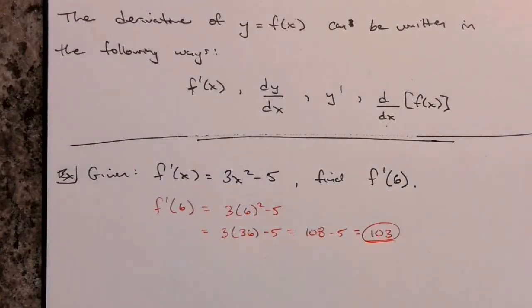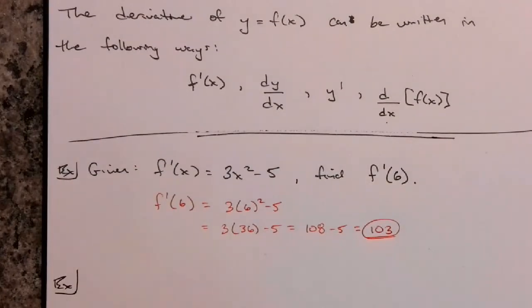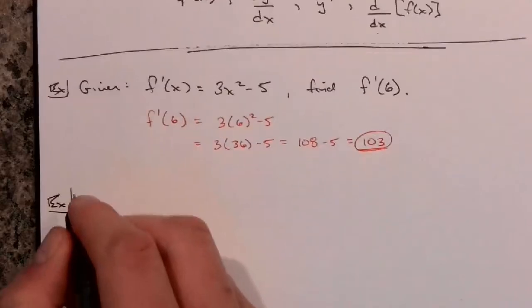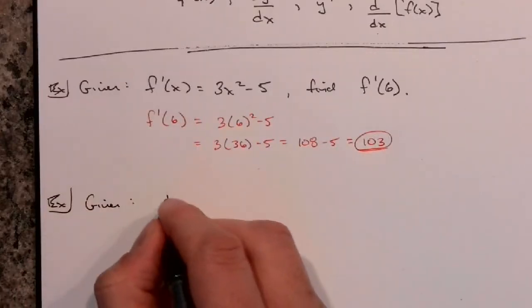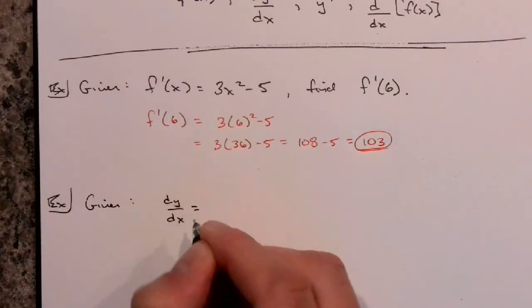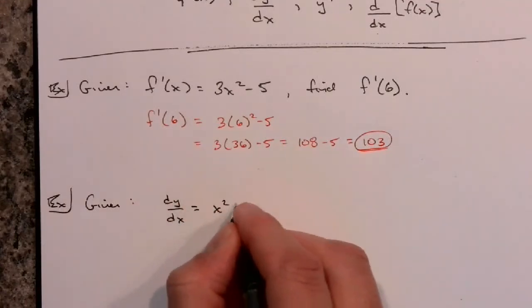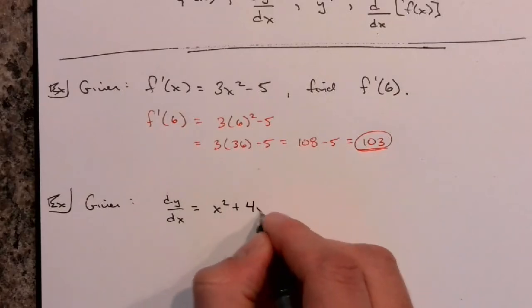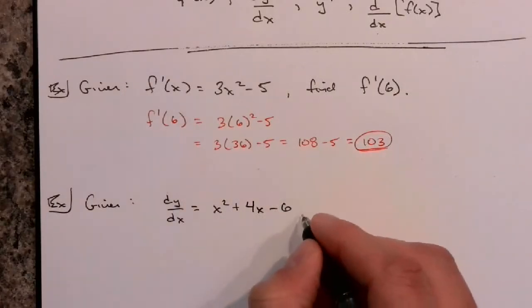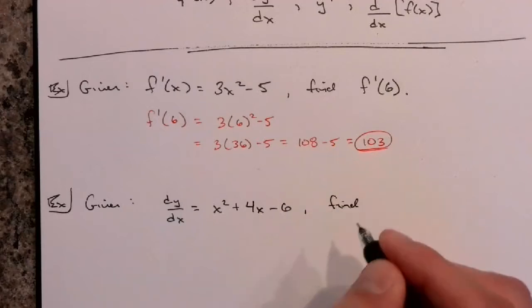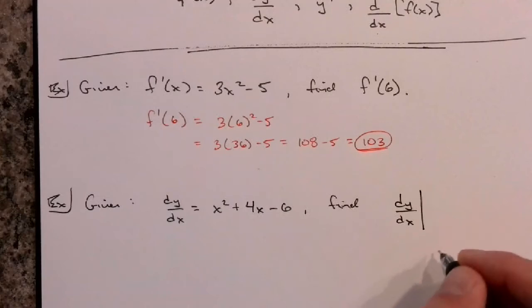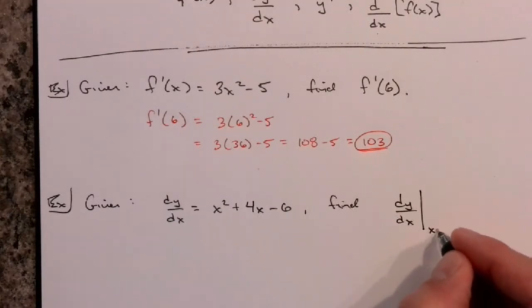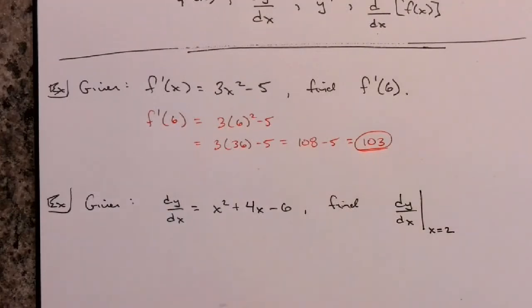You might also see it in the Leibniz notation. If I said, for example, given dy over dx equals x squared plus 4x minus 6, find dy dx, and they put this bar next to it and they put this condition, so x equals 2. So this really is the Leibniz notation.